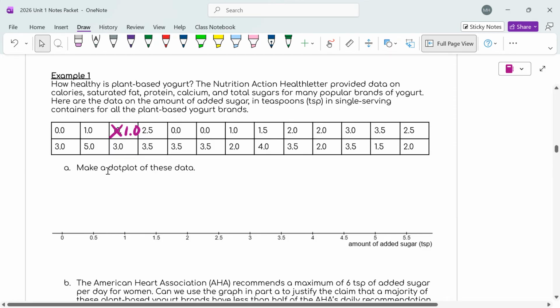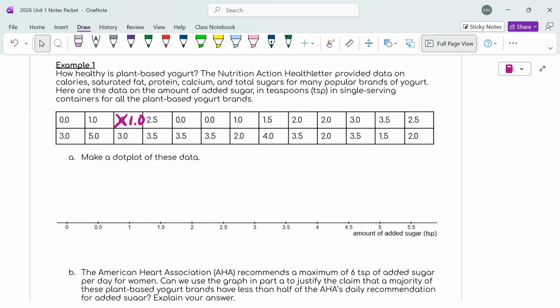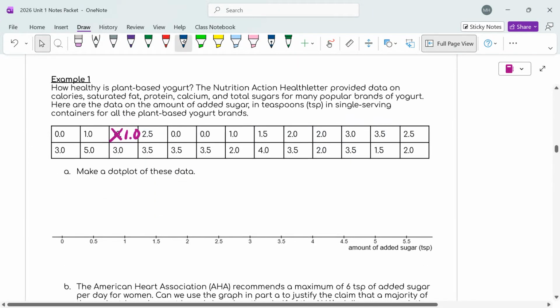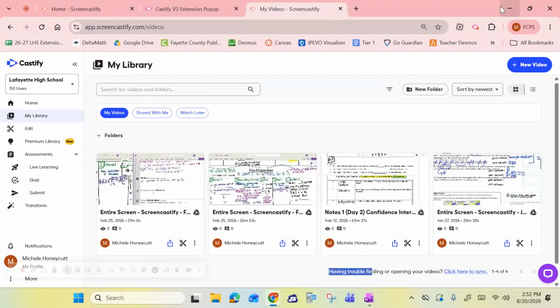So first of all, we need to make a dot plot of these data. We have a horizontal number line already set up for us. So every time we see a value, like 0.0, we're going to put a dot over top of that value. And so we'll go through here and we will just put a dot above every numerical value, so 1.0. So I'm going to pause the video, finish this up, and then you guys are going to also check to make sure that your dot plot matches my dot plot.